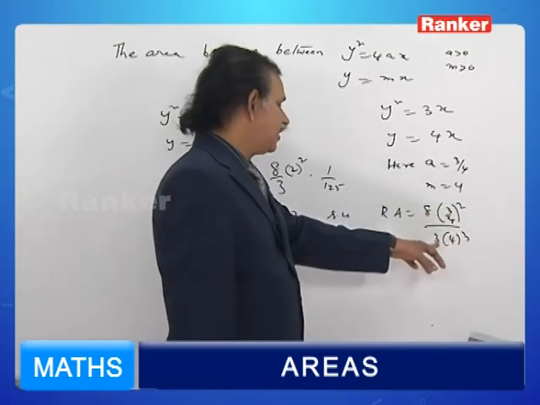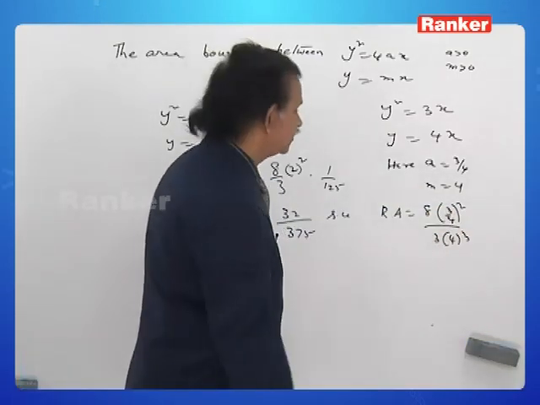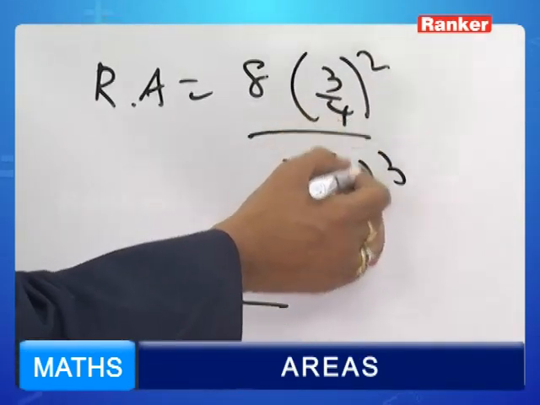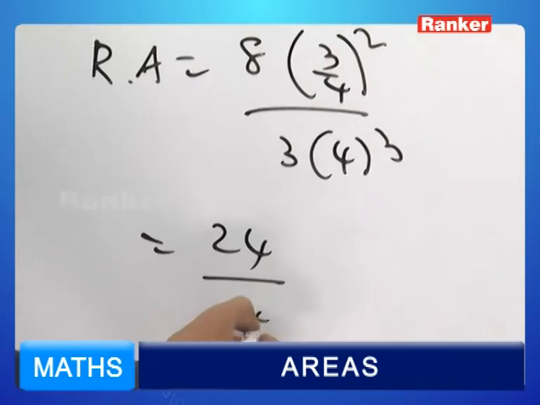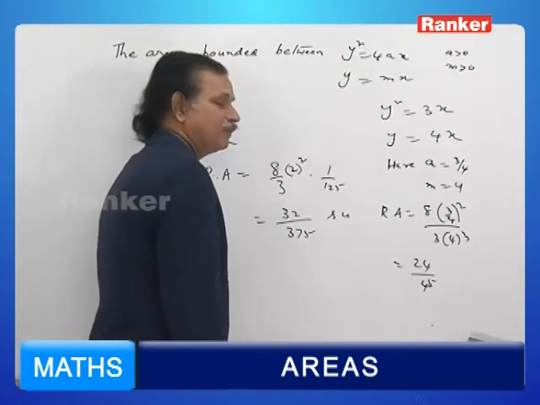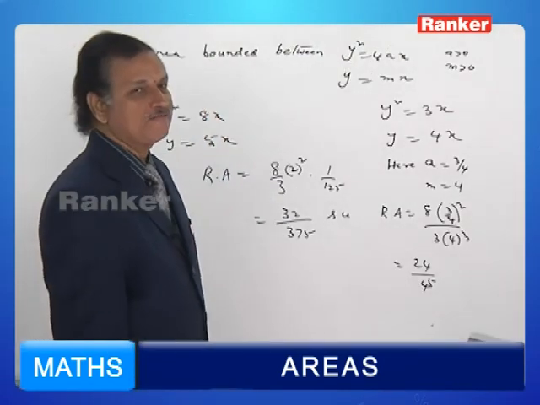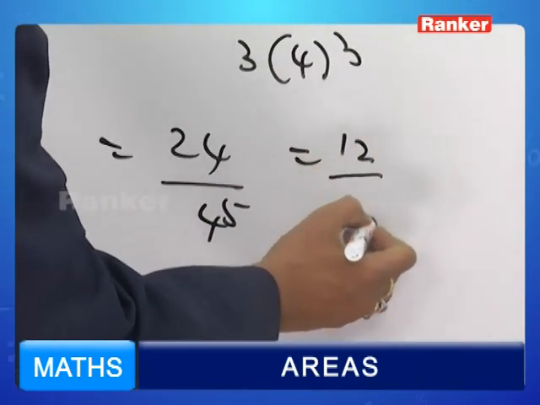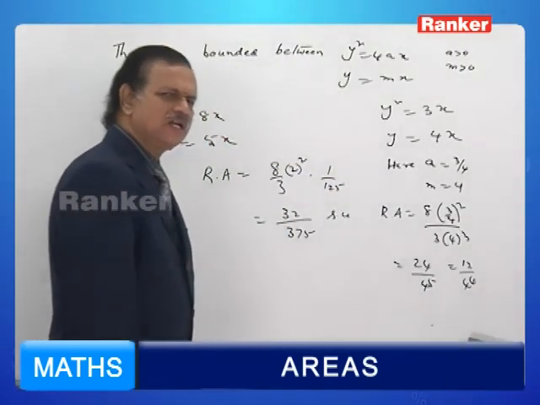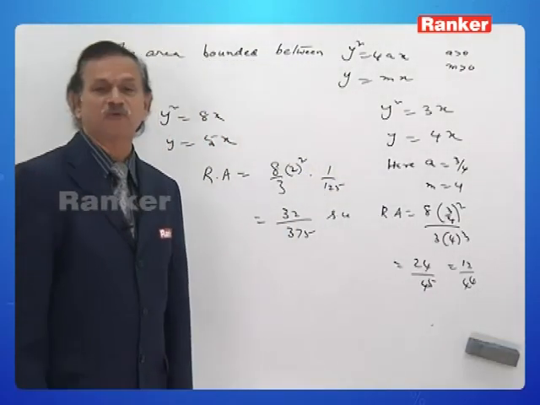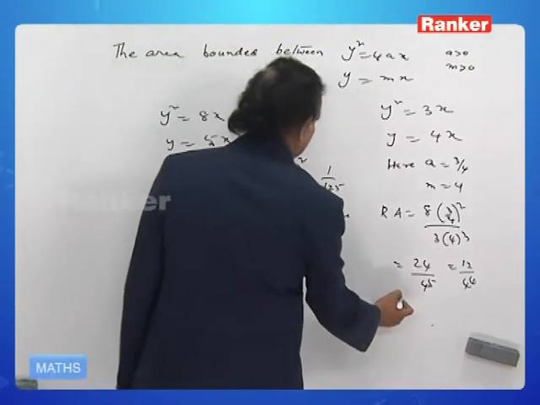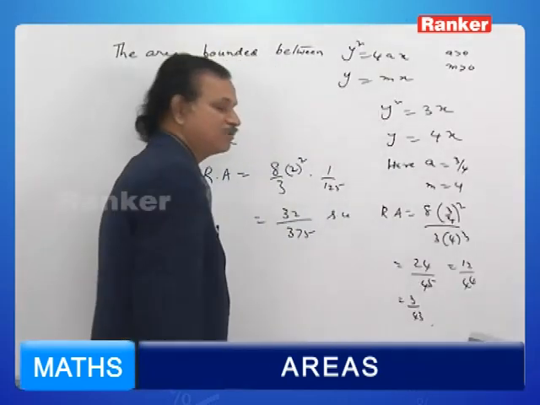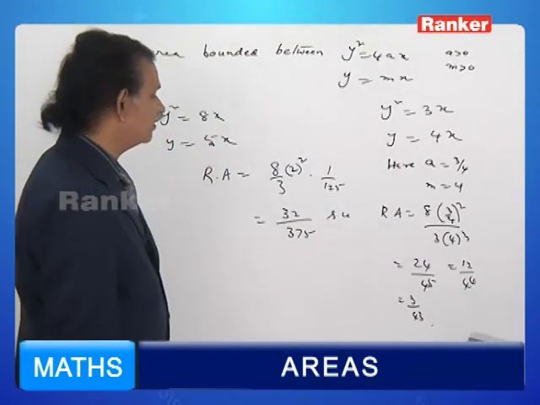Here 3 square is there, here 3 is there. One 3 will be cancelled. So that the numerator is 24 by, it is 4 square, 4 cube, altogether 4 power 5. And of course one 4 can be cancelled. So that it is 12 by 4 power 4. You can cancel still one more 4. 3 by 4 cube. 3 by 64 square units is the answer.